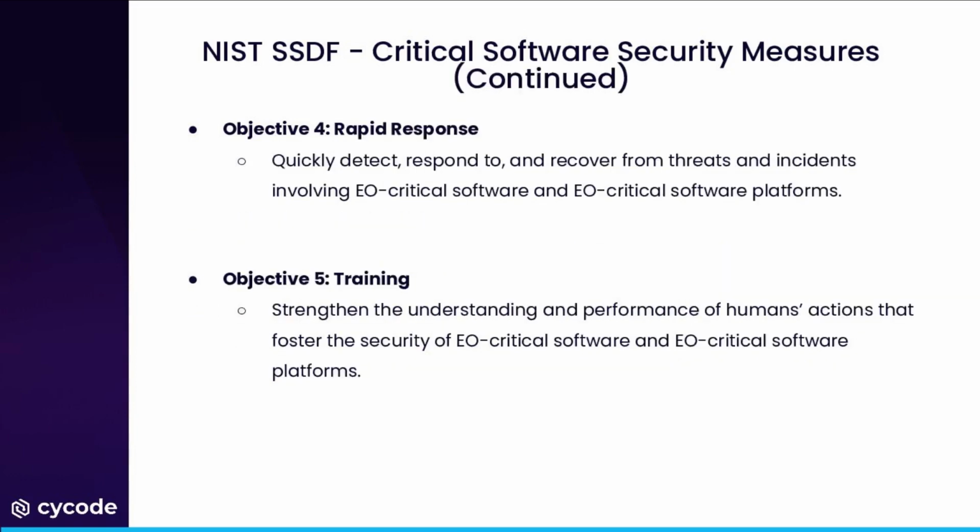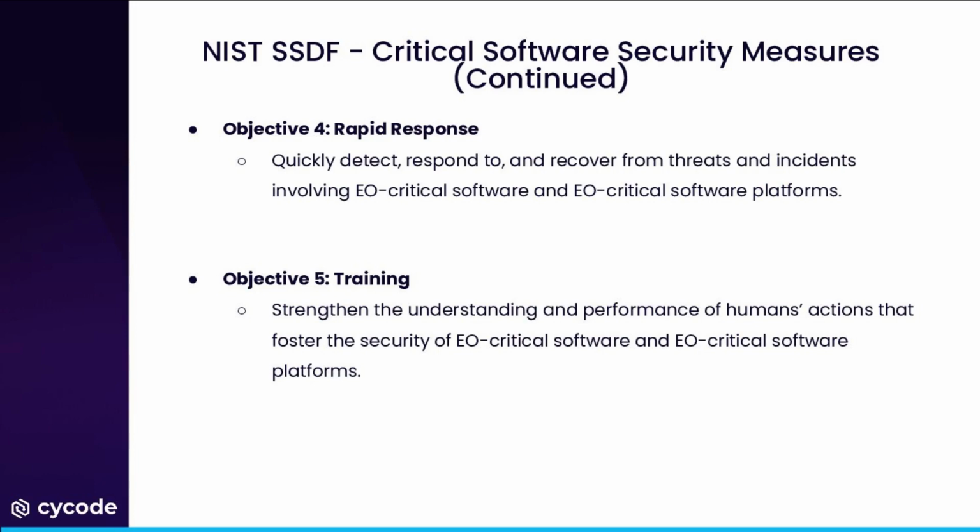Objective 4 is rapid response, which entails quickly detecting, responding to, and recovering from threats and incidents involving this executive order critical software and executive order critical software platforms. Rapid response also entails contingency plans.